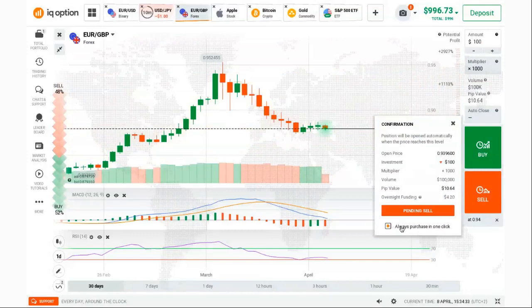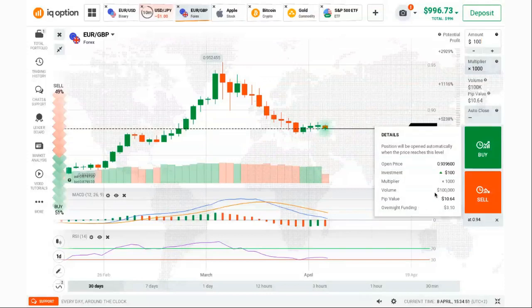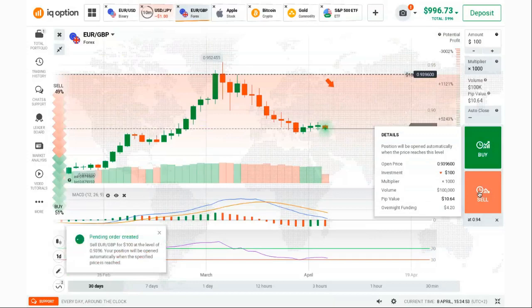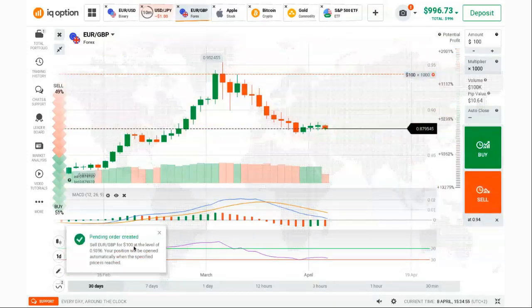Always purchase with one click. I don't want confirmation, or I do want confirmation. And it tells me all the information about the trade here, including my overnight funding. What is overnight funding? Well, it's a fee that comes out because I'm using leverage. A lesson for another day. So I say sell, and I've made my pending order.